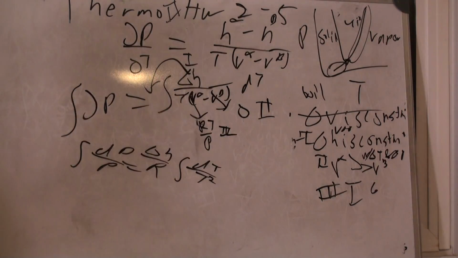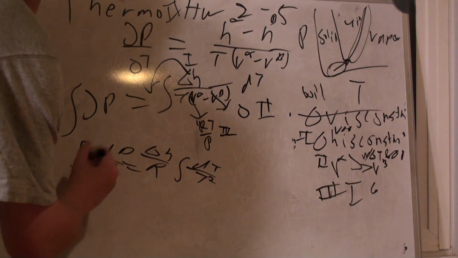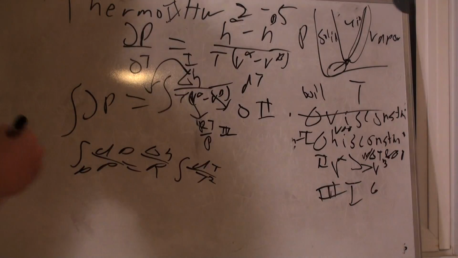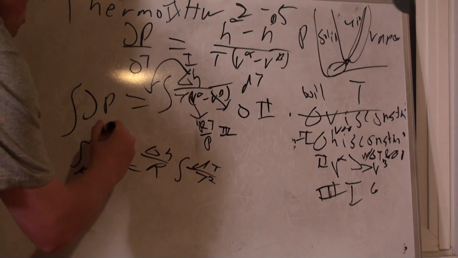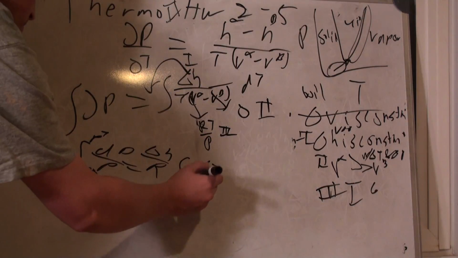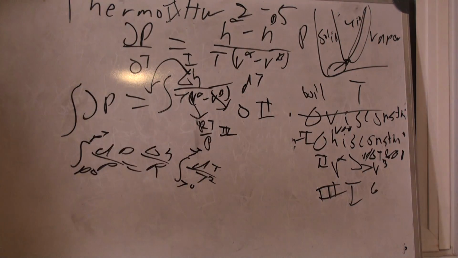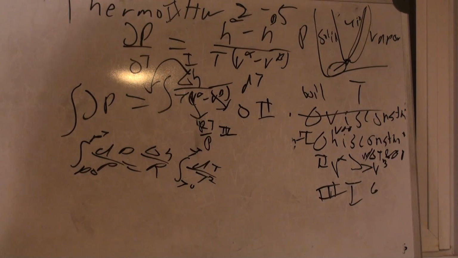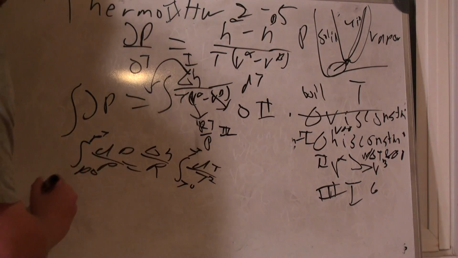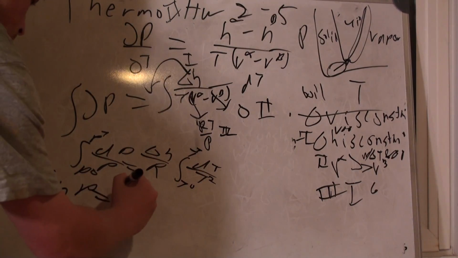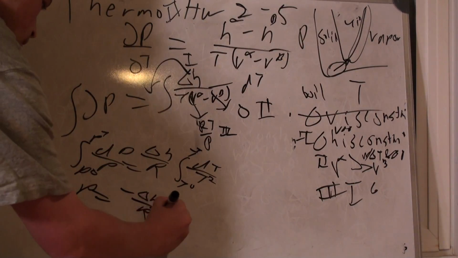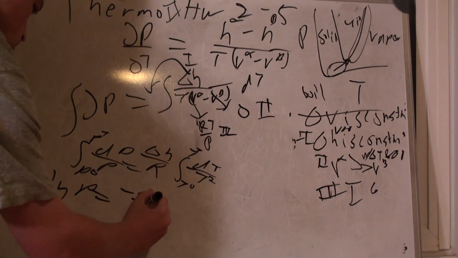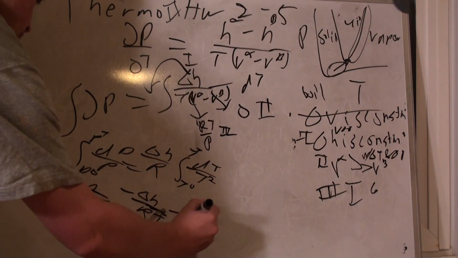Well, technically, your bounds are your reference point pressure to your triple point pressure. The problem is, I have both a pressure and a temperature that I don't know. So instead of solving this as a definite integral, we're going to solve this as an indefinite integral. Which means that this becomes natural log of P equals minus delta H over R T plus C.